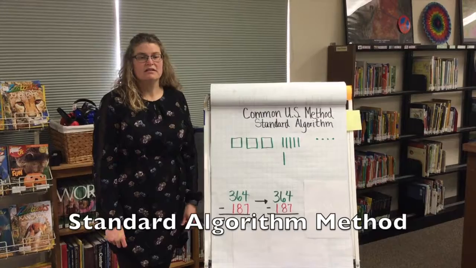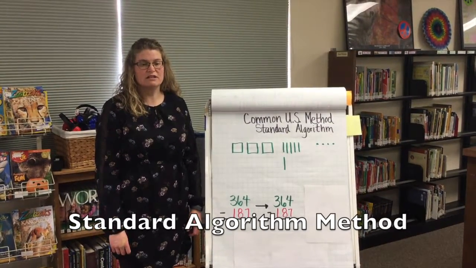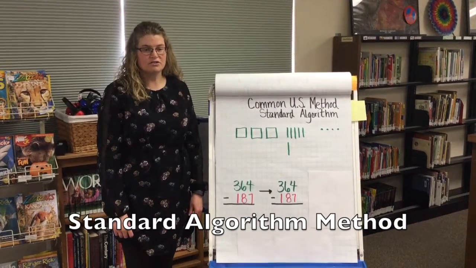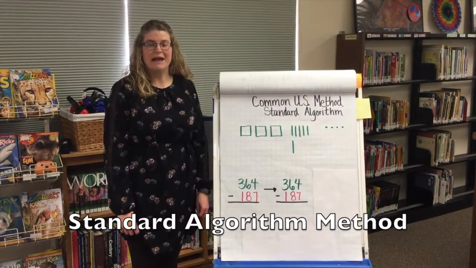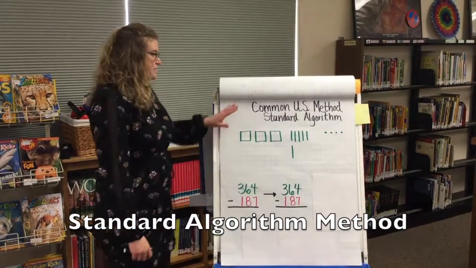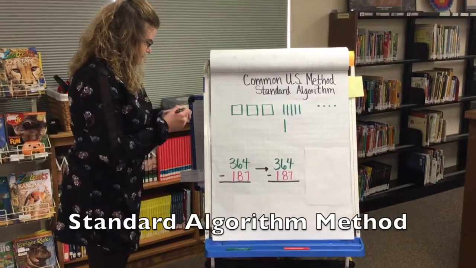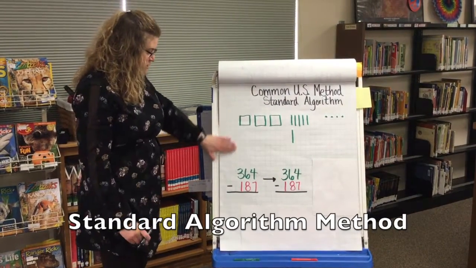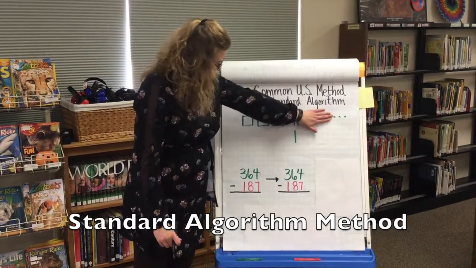customary method. This is a method most families are used to from their own school experience. Children are introduced to this method in third grade and are expected to master it in fourth grade. This is also the method that's considered the standard algorithm. I have again drawn a proof picture to represent my 300s, my 6 tens, and my 4 ones.